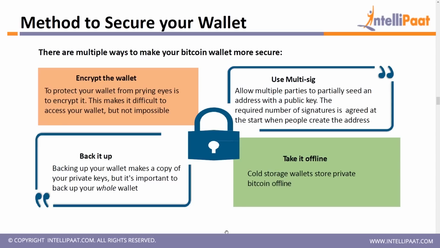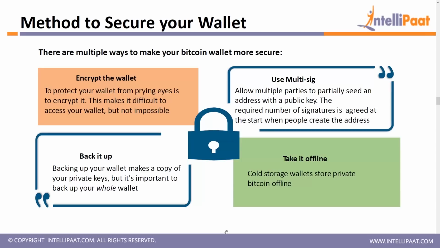You can use multisig, which allows multiple parties to partially seed an address with a public key. The required number of signatures is agreed at the start when people create the address, and that is more secure as compared to normal encryption of the wallet, where you are using multiple signatures, used by multiple seeds and people, in order to create a signed address.